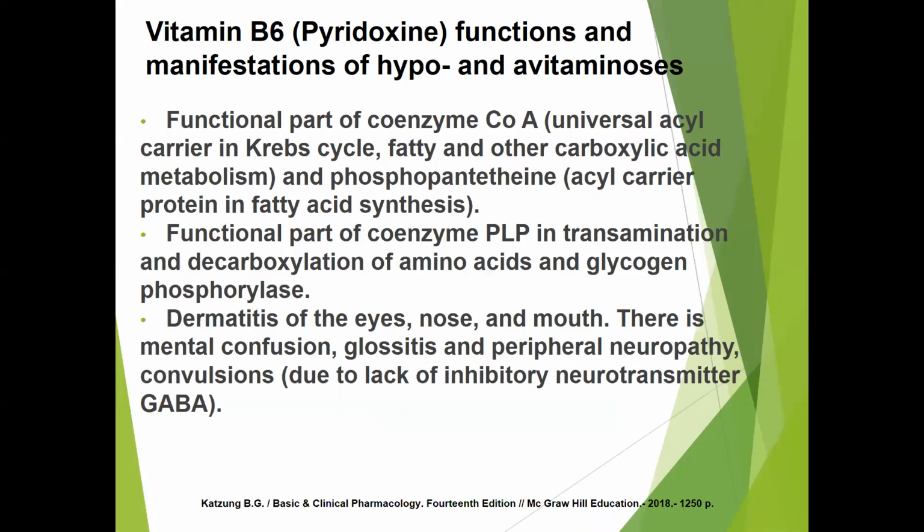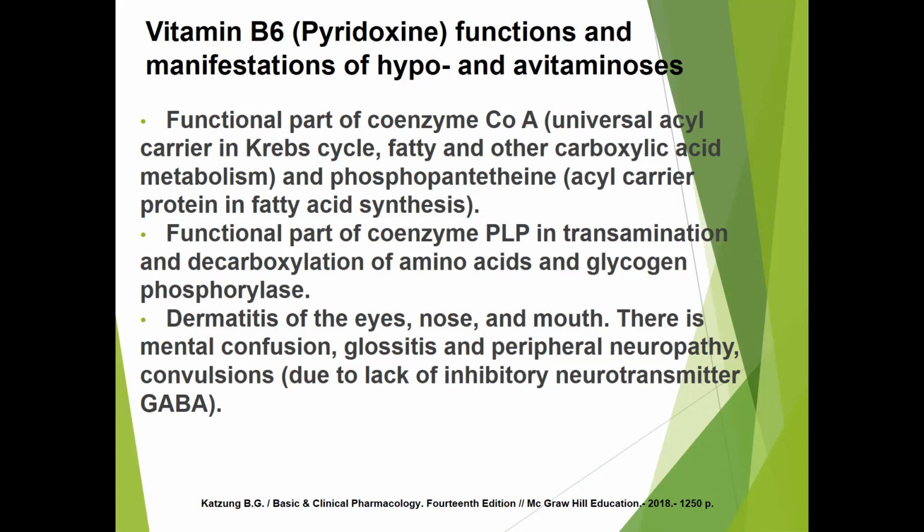Next, vitamin B6, pyridoxine, functional manifestations and what roles in the metabolism of the organism this vitamin has. A functional part of the coenzyme core A, universal acetyl carrier in Krebs, functional part in coenzyme PLP, and transaminations or decarboxylations of amino acid and glycogen phosphorylase.